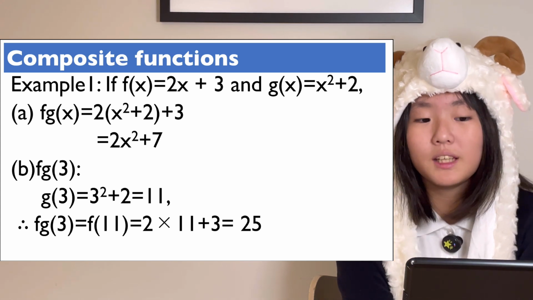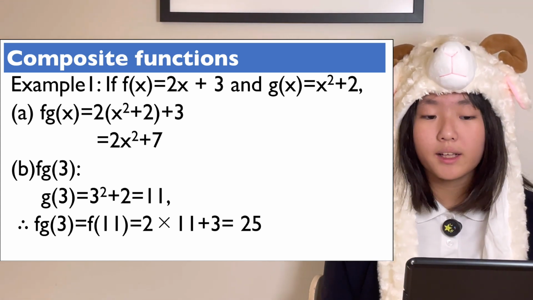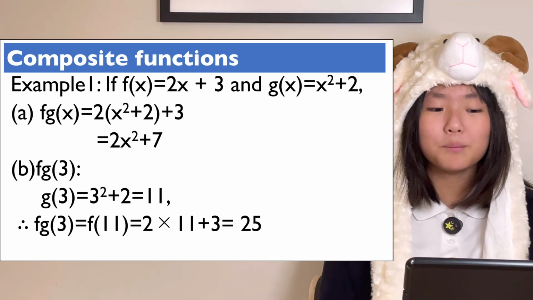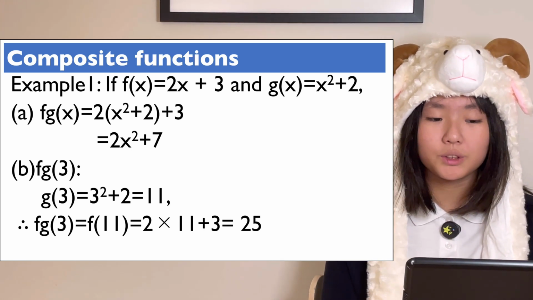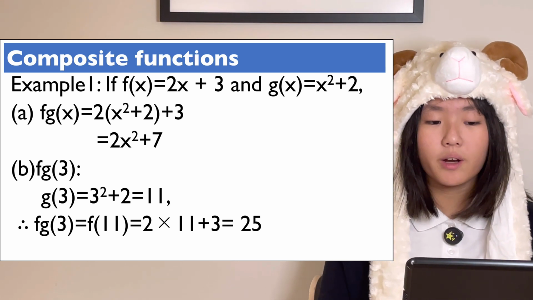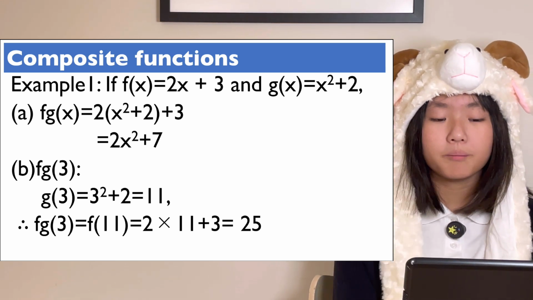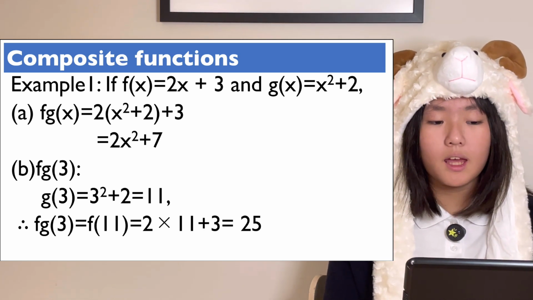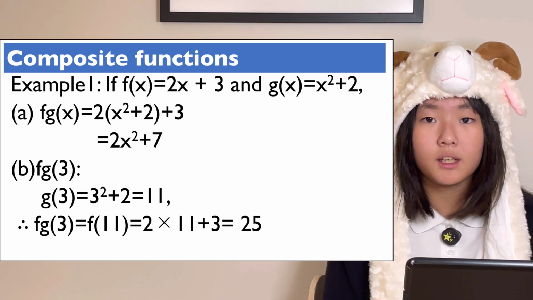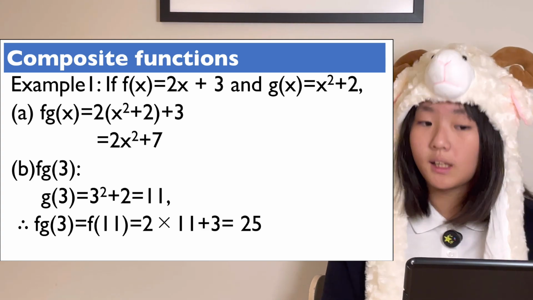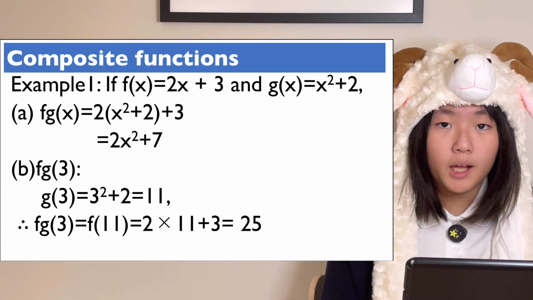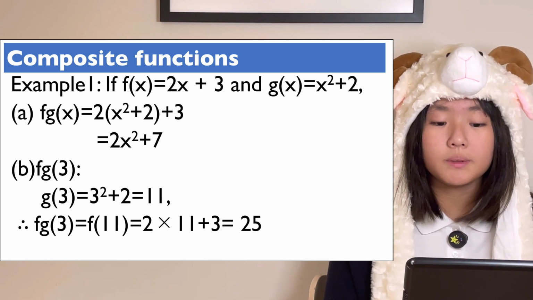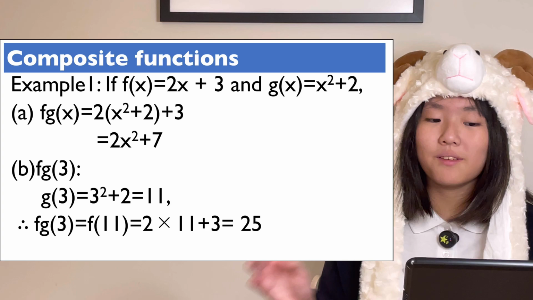The first example is, if f(x) equals 2x plus 3 and g(x) equals x squared plus 2, example A is fg(x) equals 2(x squared plus 2) plus 3, which equals 2x squared plus 7. Example B is fg(3). g(3) equals 3 squared plus 2, which is 11. So fg(3) equals f(11), which equals 2 times 11 plus 3, which is 25.